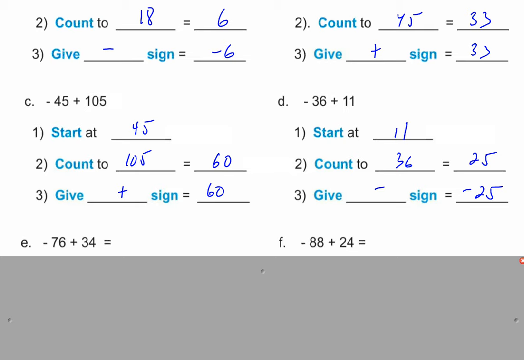So do E, do F. So class, the answer to E is? -42. Right? There are 42 negatives left. The answer is -42. How many got that right?